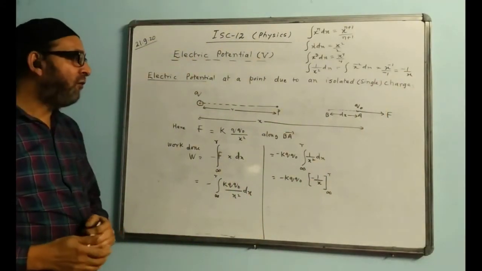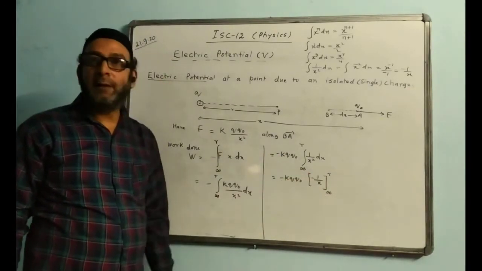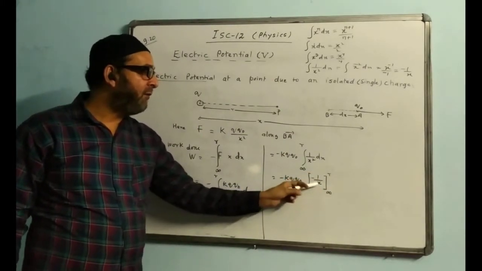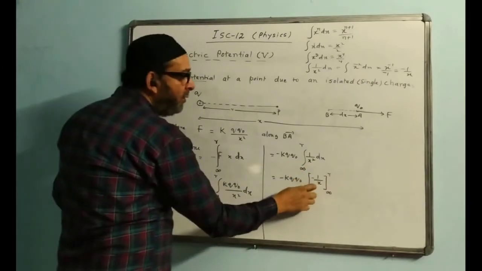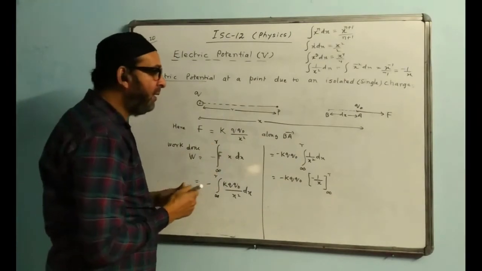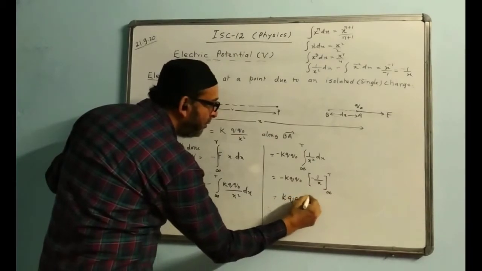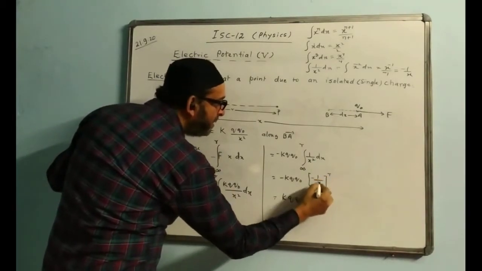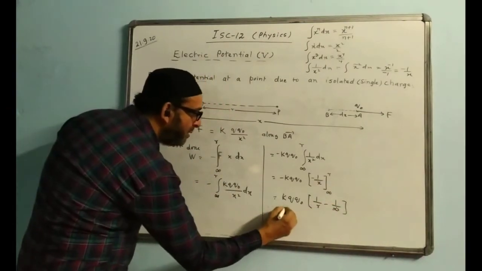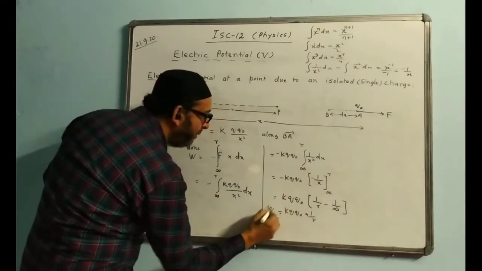The integration of 1 by x square is minus 1 by x, and the limits will come. This is called the lower limit, this is called the upper limit. So this x has two different values, one is r and one is infinity. First we put the upper limit value, then we put the minus and put the lower limit value. This minus and minus multiply to give plus K Q naught. Now I put the value of 1 by x, with r and then infinity. So this becomes K Q naught, and 1 by infinity is zero, so we get 1 by r. That is the value of W.